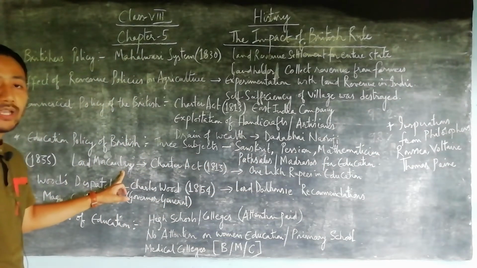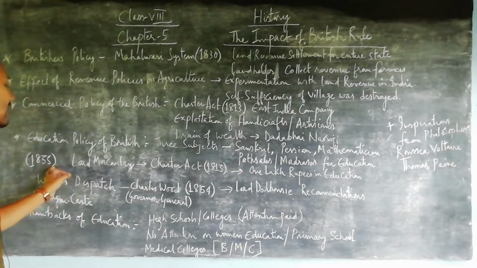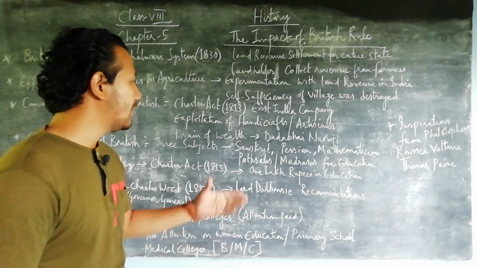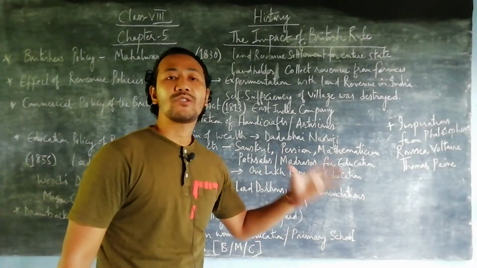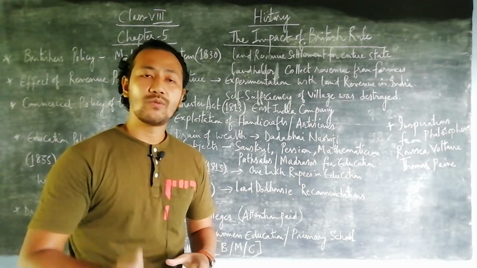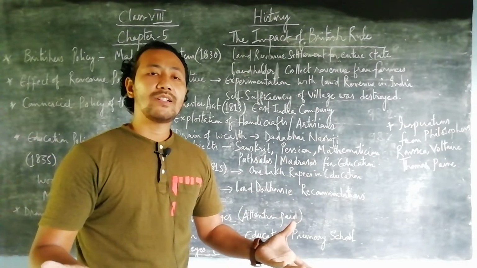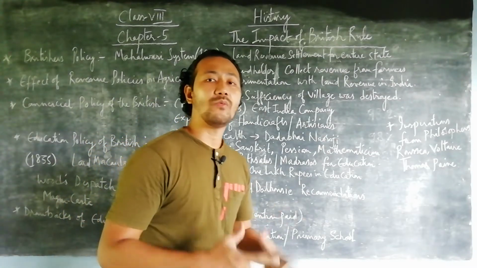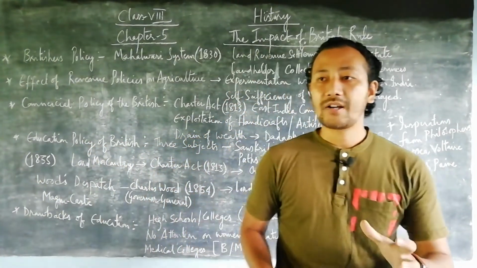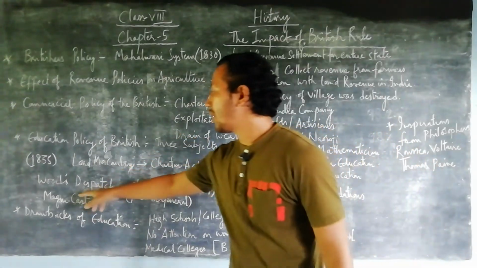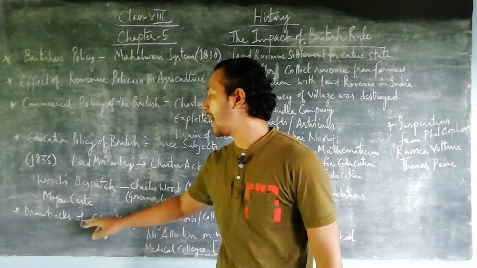Under those things, we see that Lord Macaulay, who was actually a law minister, in the year 1835, under the Charter Act, keeping that in mind, 1 lakh rupees in education had to be spent, so that lots of colleges and lots of schools would be constructed and students could gain lots of knowledge. That was one of the most important parts for the Britishers.